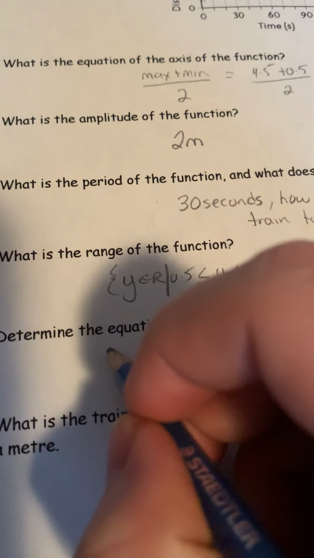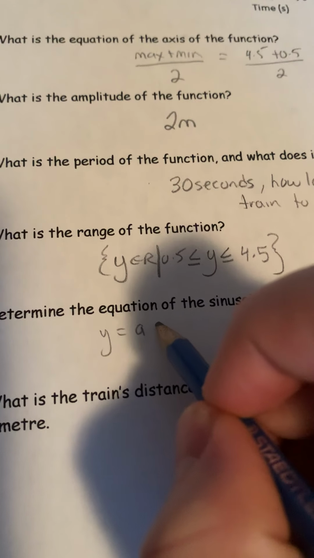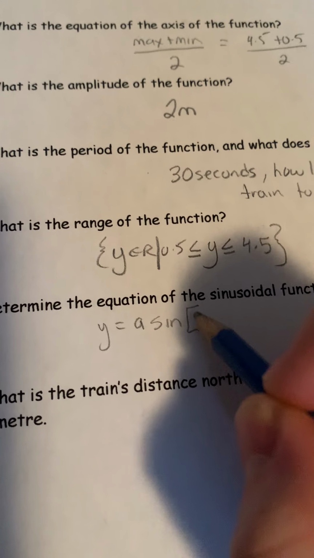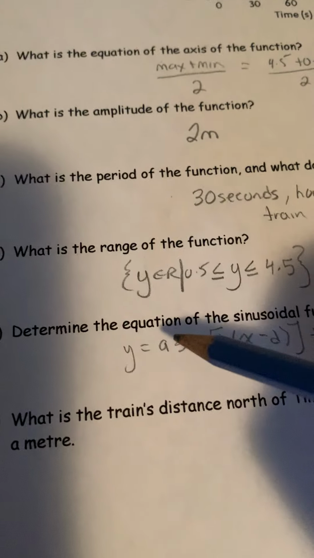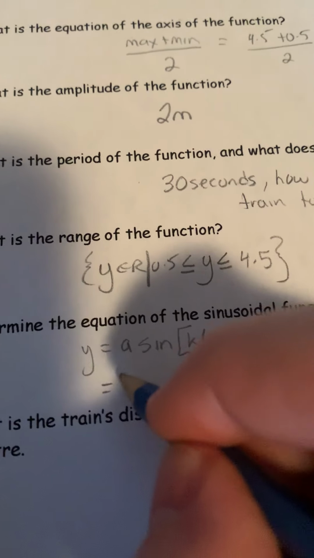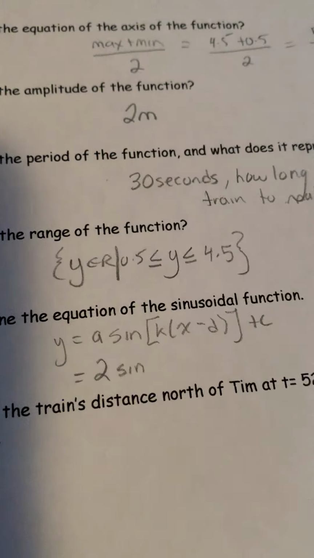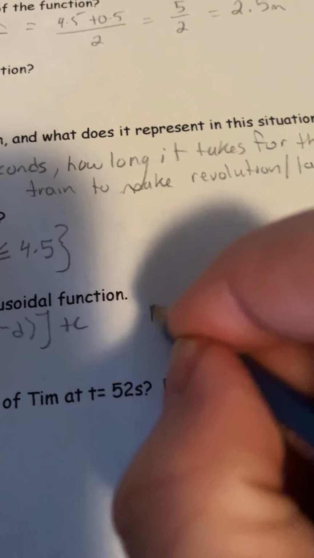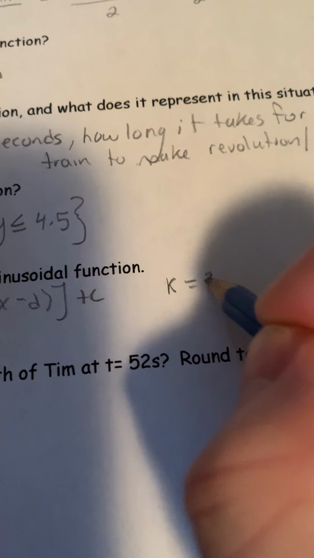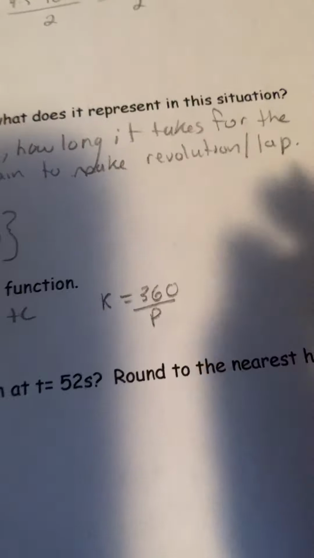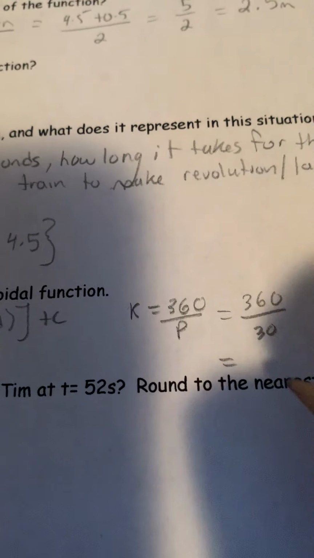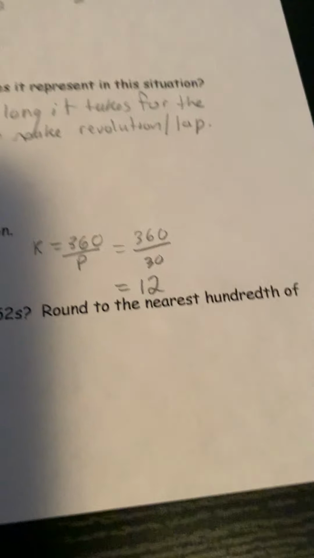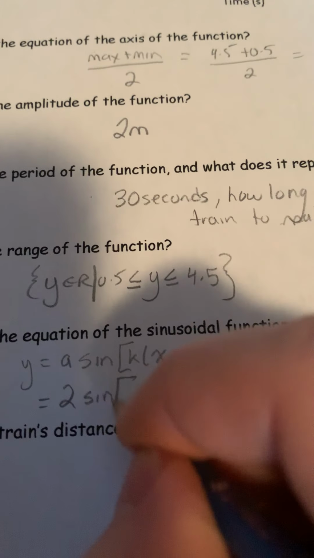Okay, so the equation. So we have f(x), or y, equals a sine k(x minus d) plus c. So let's plug in some values that we know. Well, we already found the a value, which was the amplitude, so it's 2. The k value we need to find, so k value is 360 divided by the period. So we have 360 divided by the period, which is 30. So that gives you 12. Okay, so we have 12 as our k value.